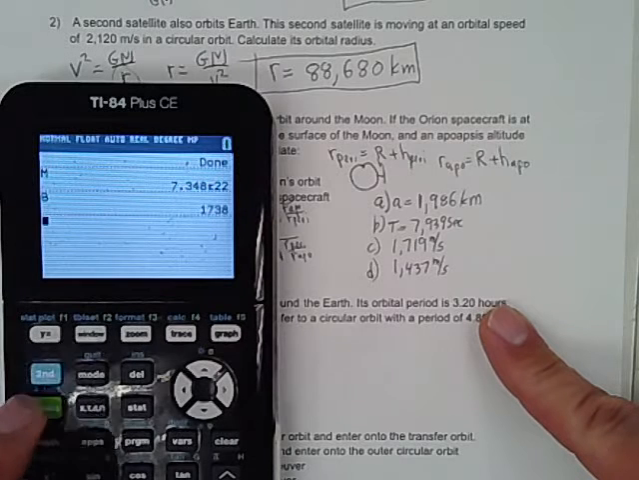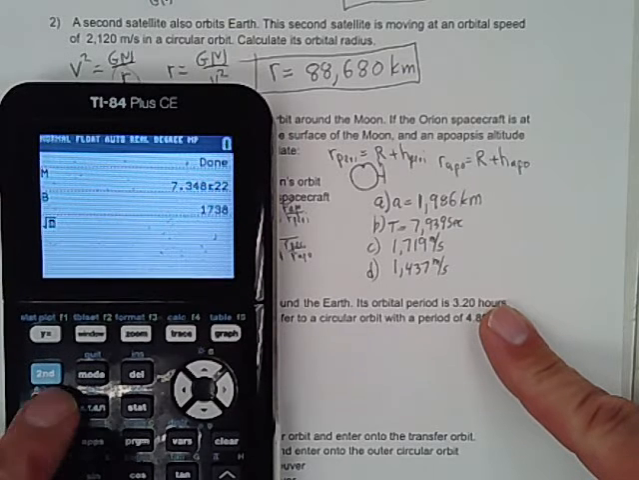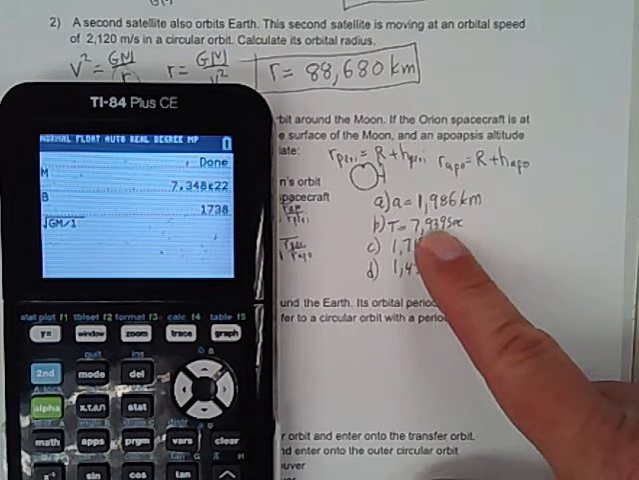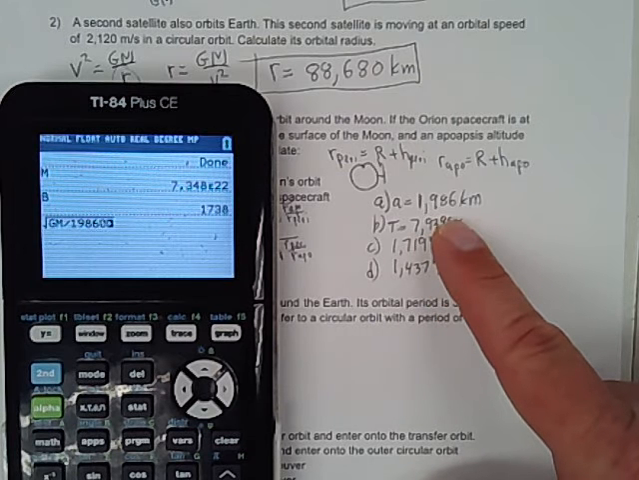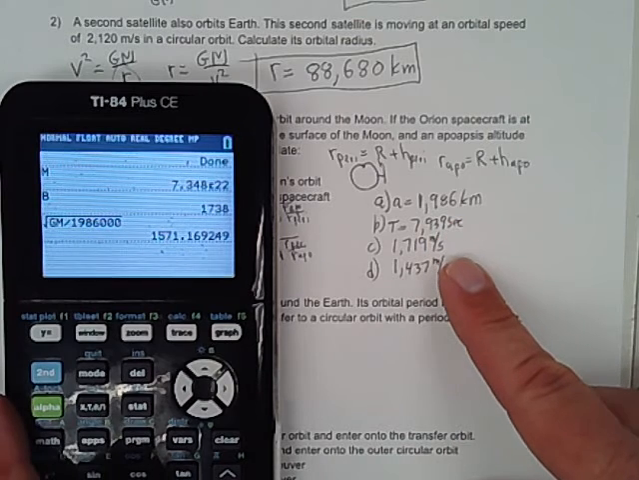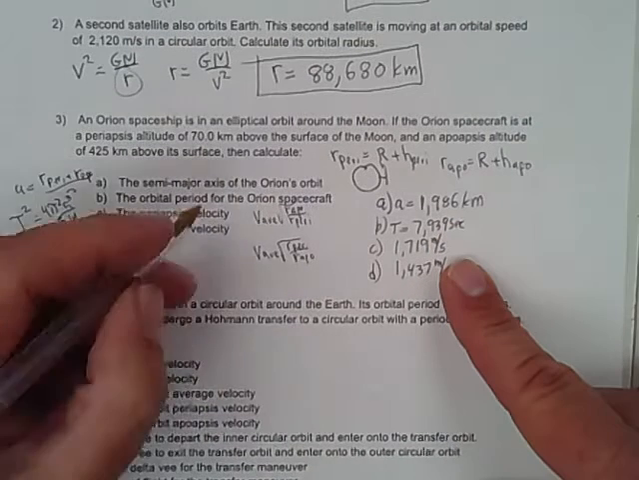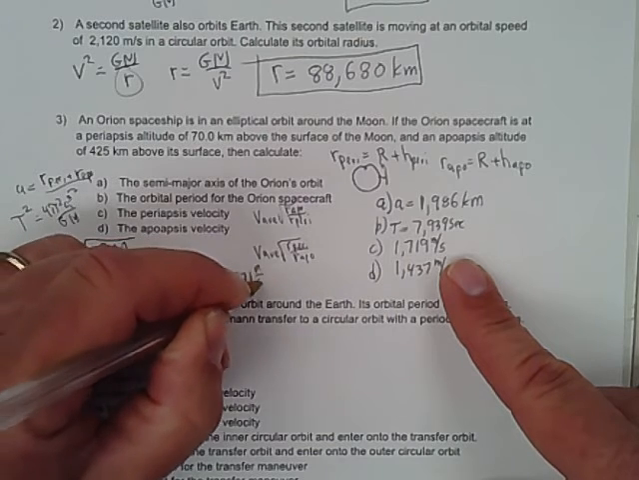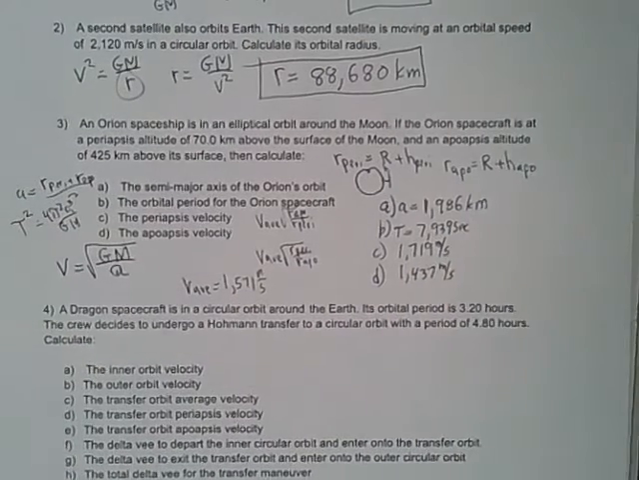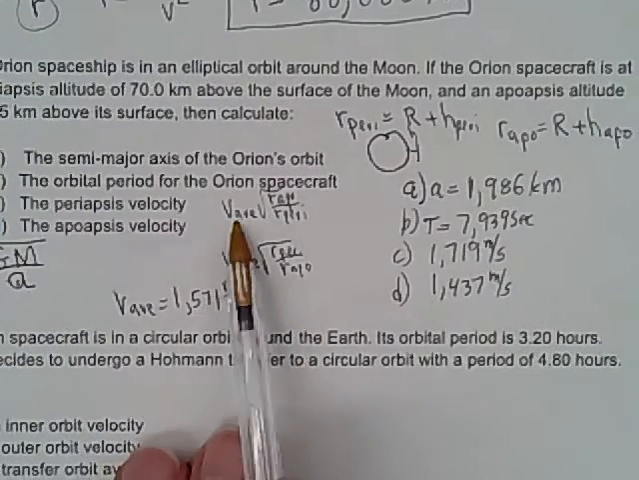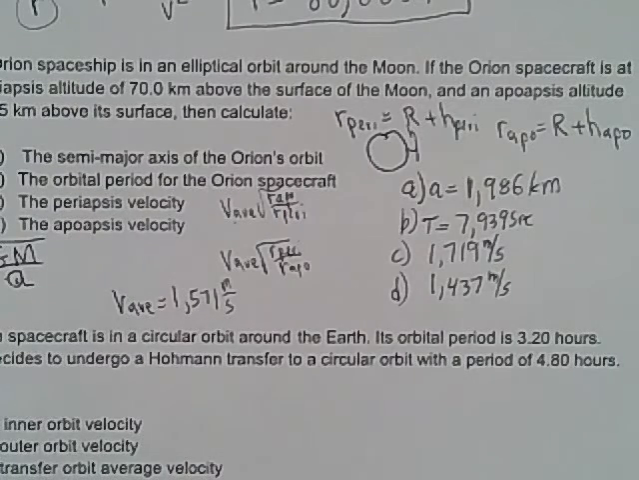So when you take the square root of G times the mass of the moon divided by 1,986,000 meters, you get an average orbital speed of 1,571 meters per second. I didn't ask for that, but that is the number I needed to calculate part C and part D.